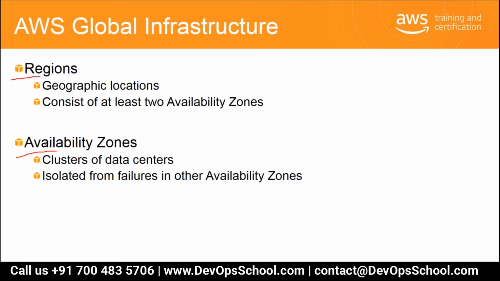So let's assume that you have a failure in one availability zone, in short I can call it an AZ. If there is a failure in one AZ, that failure will not impact the other AZs. So it has to be isolated from failures in other availability zones. That's how this is engineered to be isolated.